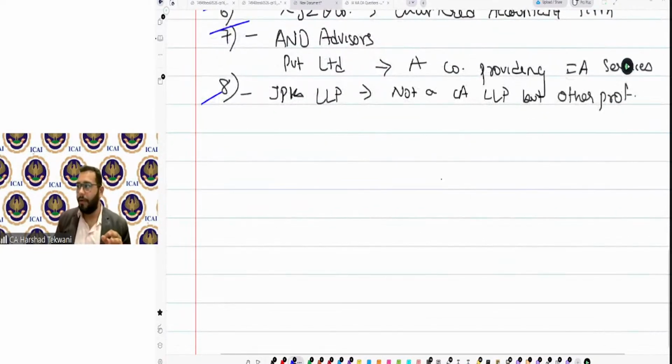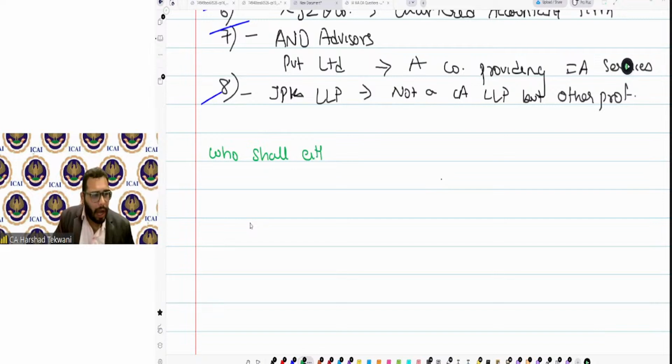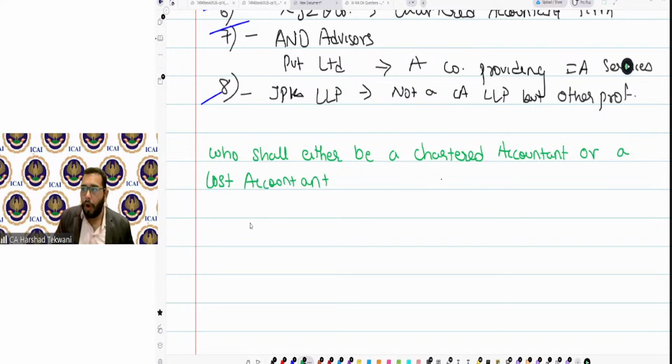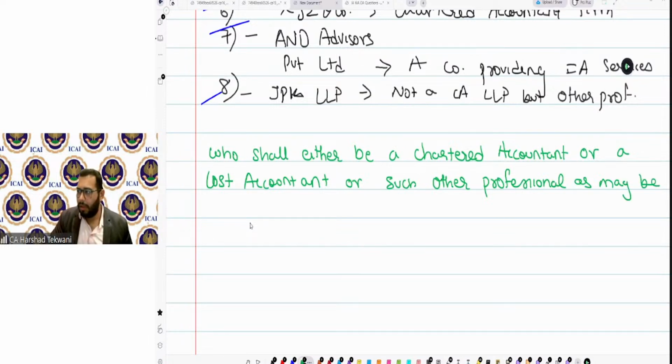Now, why? The reason is the provision itself. What the provision says is that such class of companies shall appoint an internal auditor who shall either be a chartered accountant or a cost accountant or such other professional as may be decided by the board to conduct internal audit.